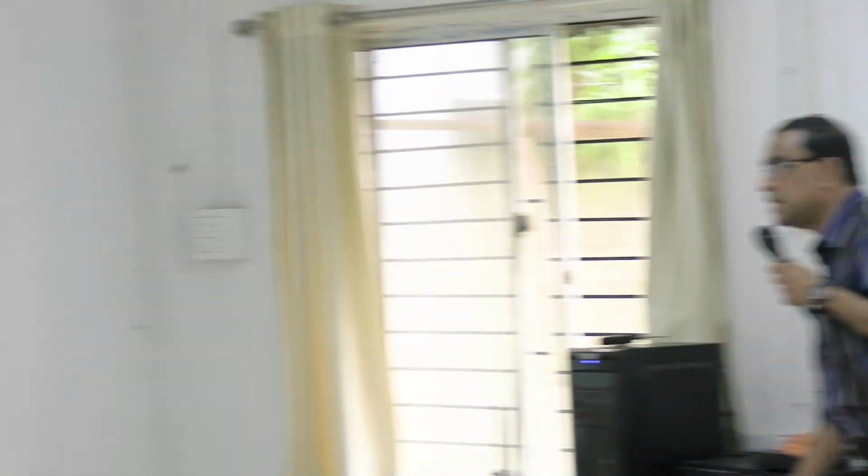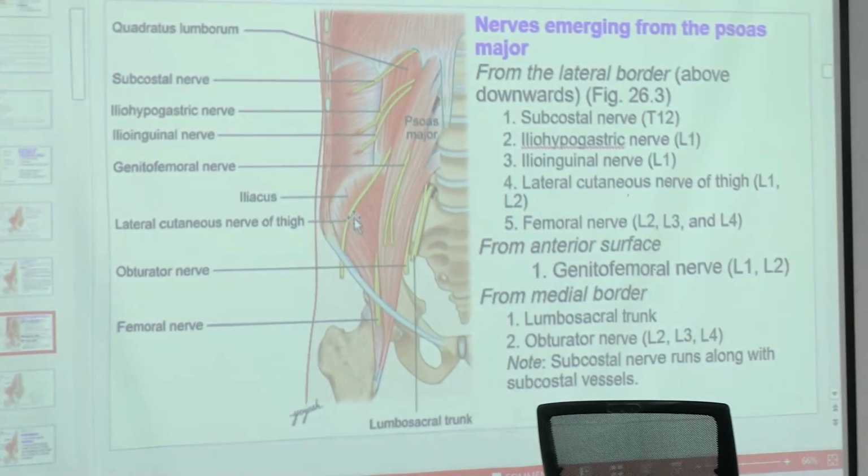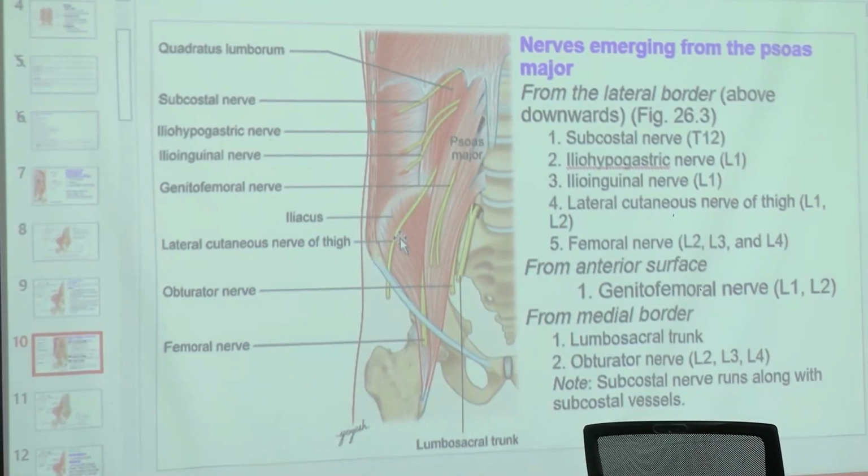The next nerve we can see is the lateral femoral cutaneous nerve. We have seen in the lower extremity lateral femoral.